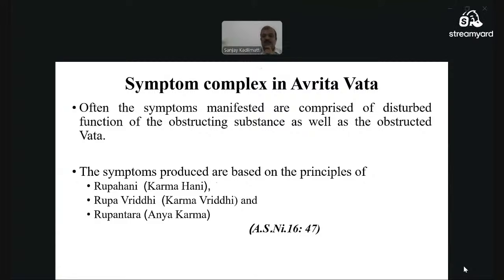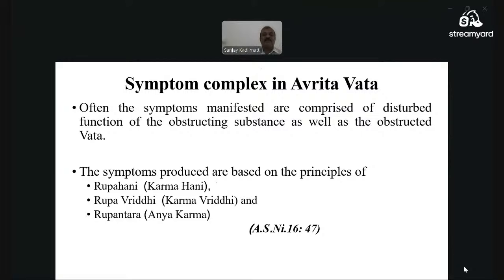Often the symptoms manifested are comprised of distributed functions of the obstructing substance as well as the obstructed vayu. Symptoms produced are based on the principles of three things. Reference Ashtanga Sangraha Nidana Sthana Adhyaya 60, Vatarakta Adhyaya, 47th shloka. The symptoms produced are based on three principles: Rupahani, Karmahani, Rupavruddhi, Karmavruddhi, and Rupantara, which is not directly in the shloka but is called Anya Karma.